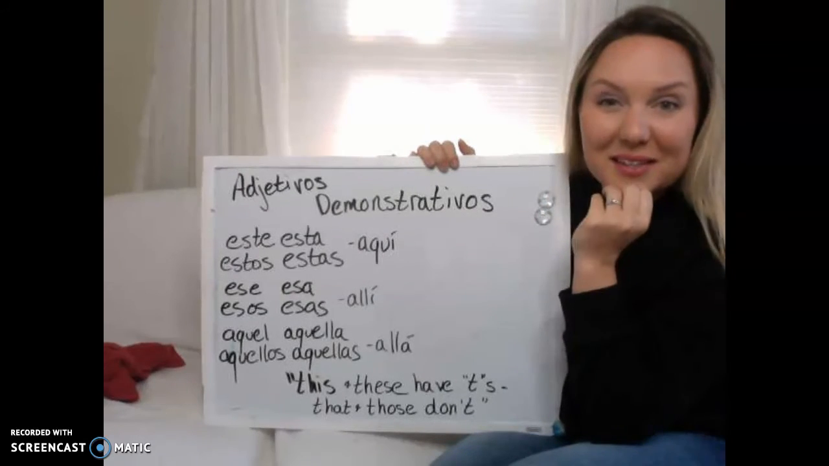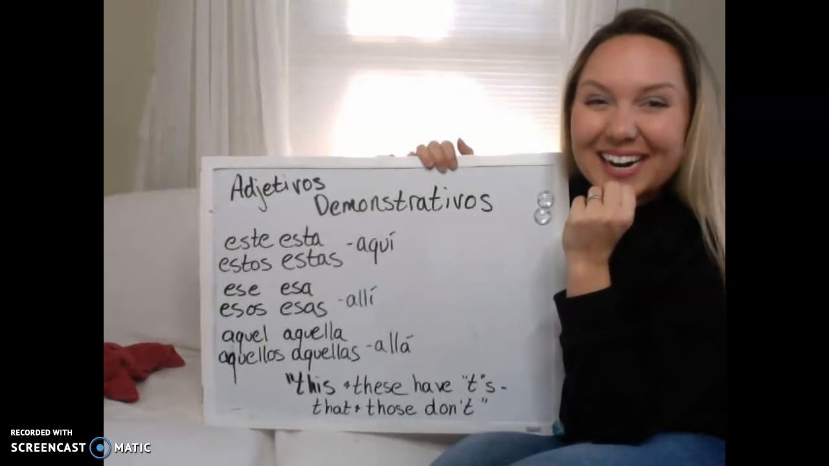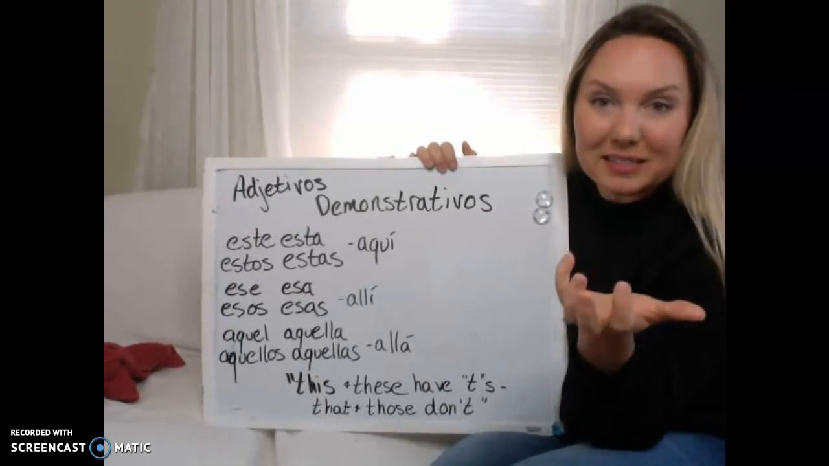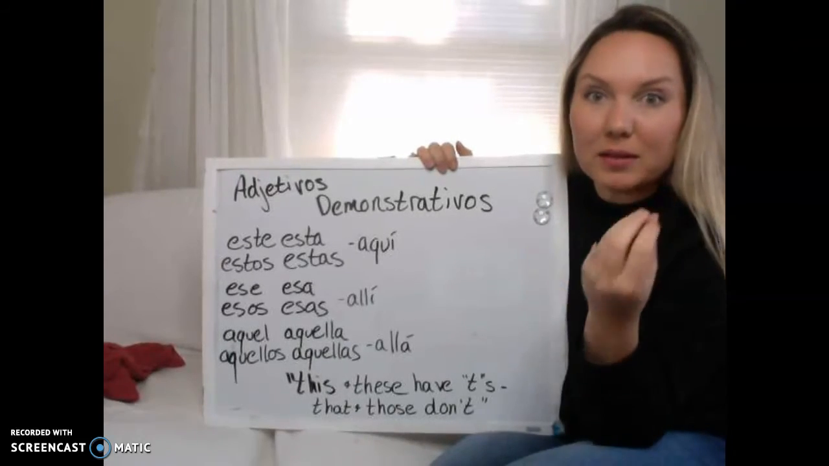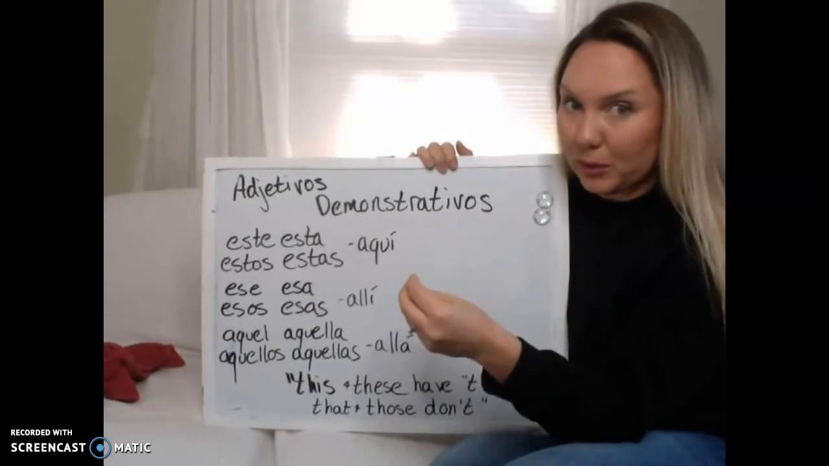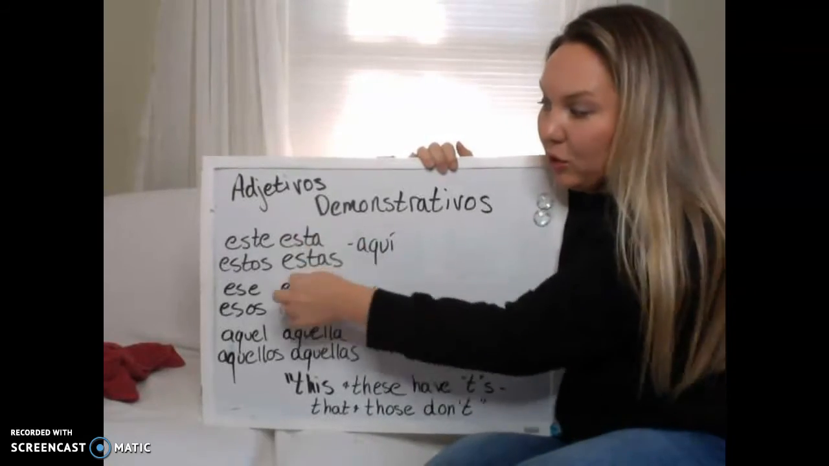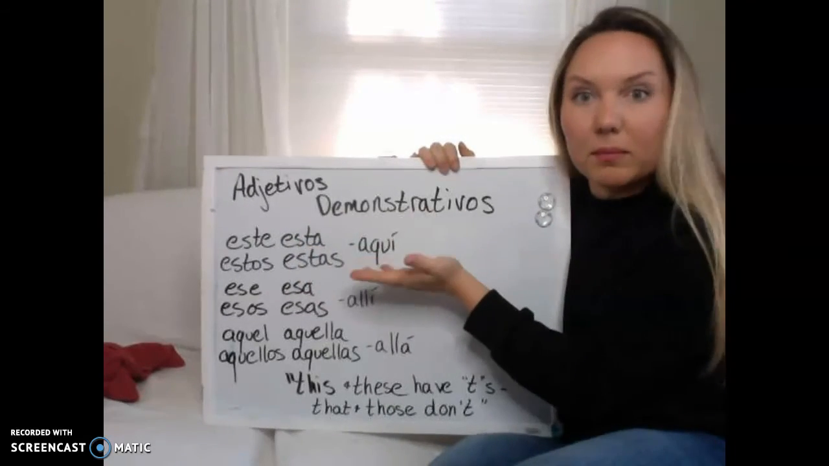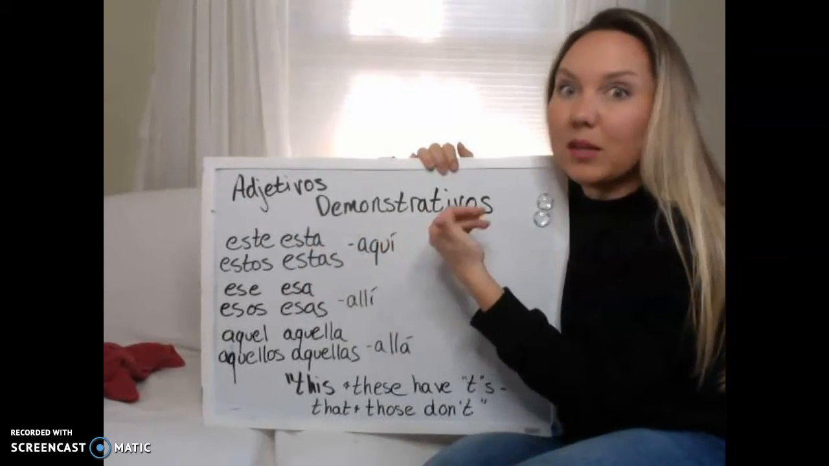Hopefully that gives a little bit of clarification. It's really all about distance and where it is and what you're trying to clarify. But if you do not understand masculine, feminine, singular, plural, then it's going to be really hard to match which one of these goes with libro if you wanted to say this book.